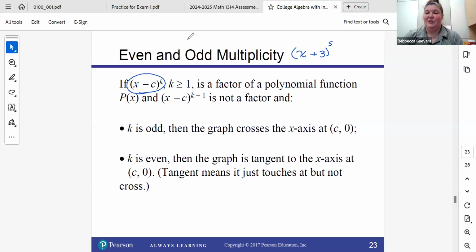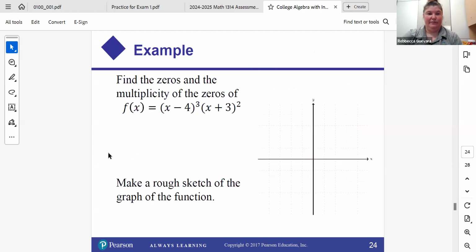So when we say things are tangent, we mean they just touch and they turn away, at least for what we're dealing with. So we want to find the zeros and the multiplicities of the zeros and then make a rough sketch of the graph.